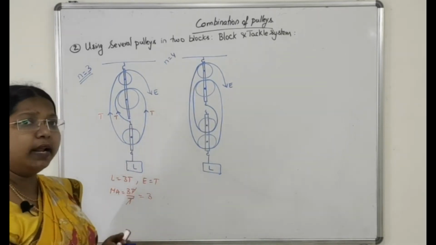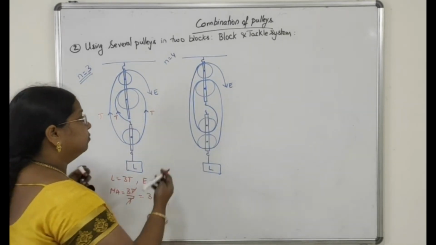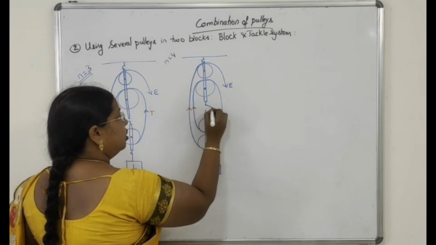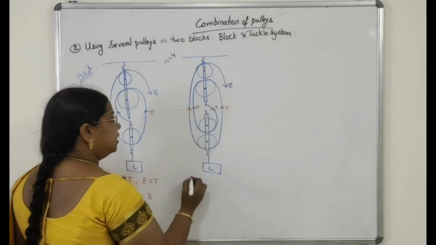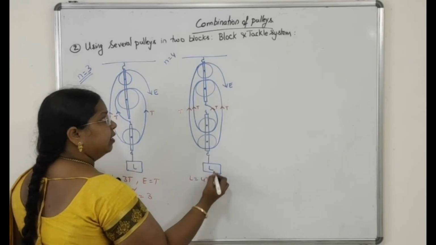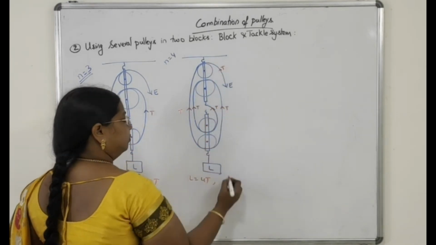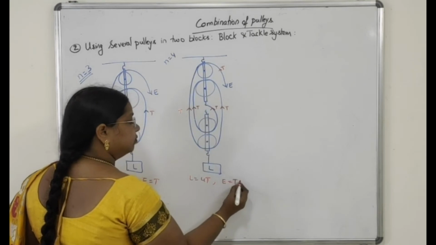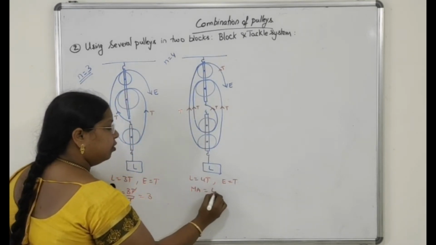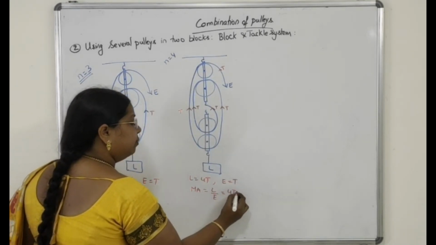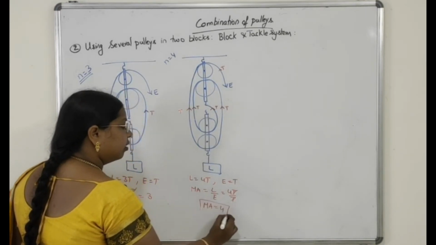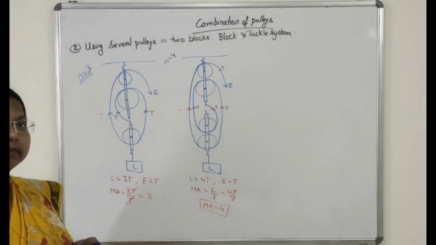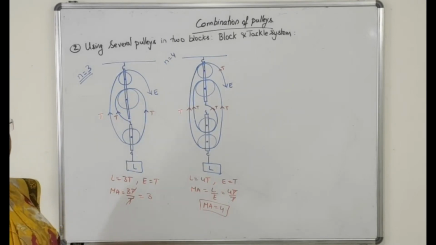So now the load is supported by 1, 2, 3, 4 strings. So your load is equal to 4T and your effort is equal to T. MA is equal to load by effort, 4T by T. T, T cancels. So MA is equal to 4. Clear? Now let us see when N is equal to 5.